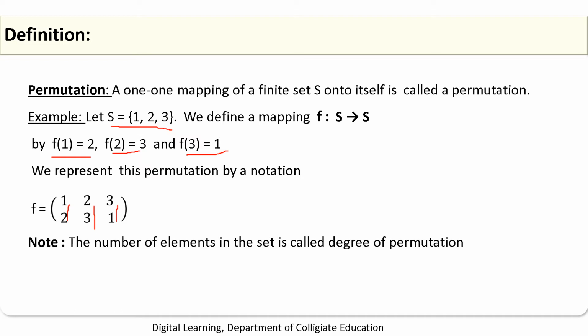Actually, the number of elements in that particular set S is nothing but the degree of the permutation. So in our example, S contains 3 elements, 1, 2, 3. Therefore, its degree is nothing but 3 itself.